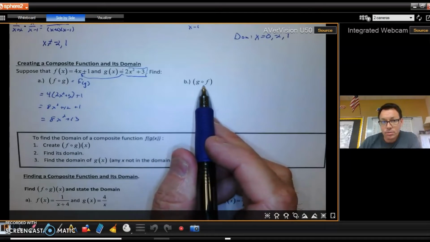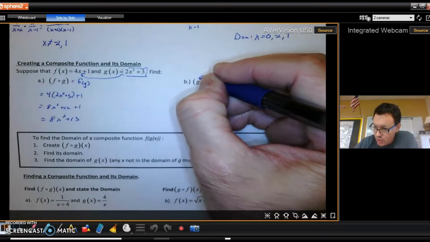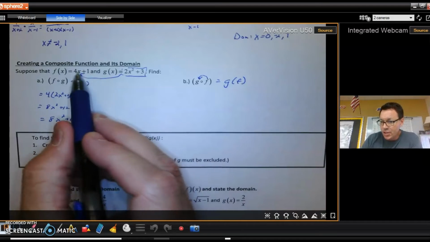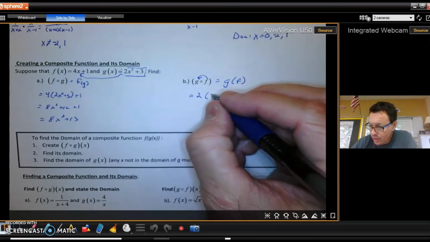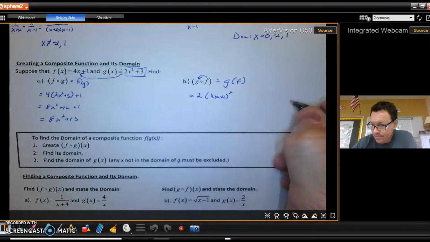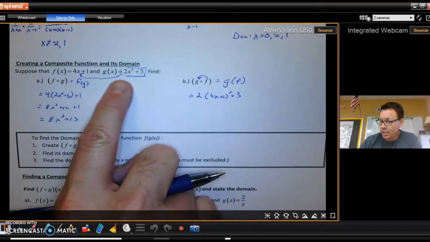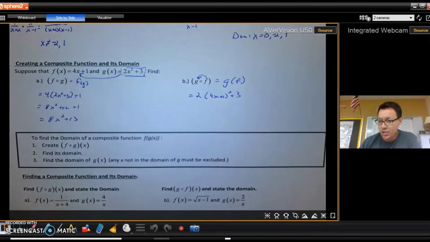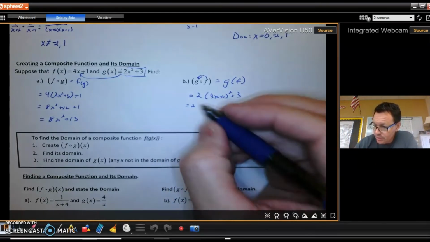What about g of f? What do you get when you do g of f? Well, this means we're putting function f into function g. So we're doing this. We're going to place this function where that x is. So instead of 2x squared, we're going to have 2 times (4x plus 1) squared, and then plus 3. So this is function g, 2x squared plus 3, with the x replaced with that function. And then we're going to simplify that. We're going to open things up. So FOIL the 4x plus 1.